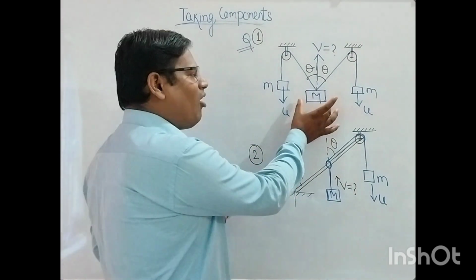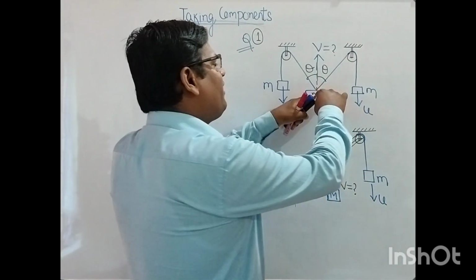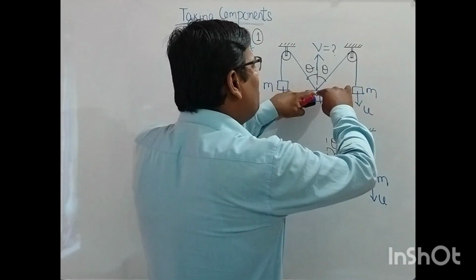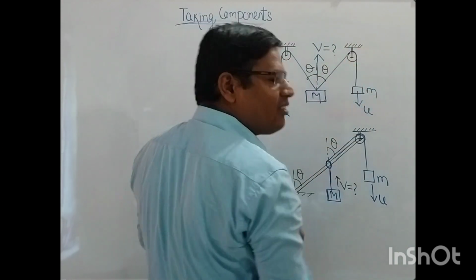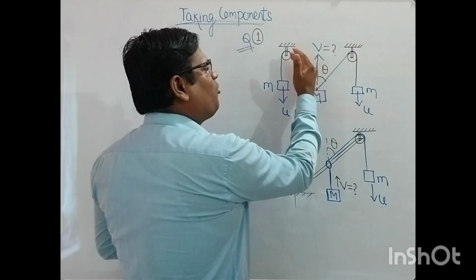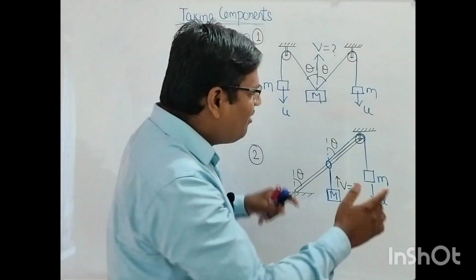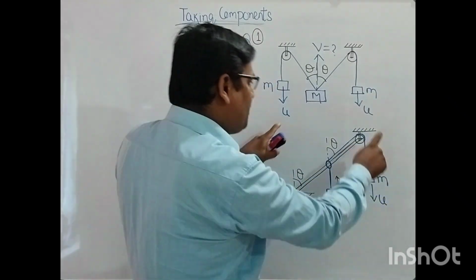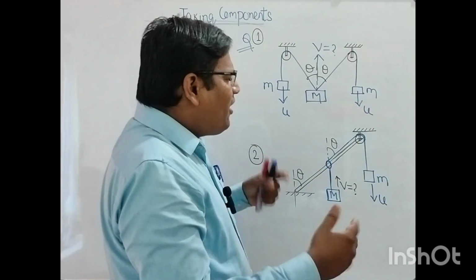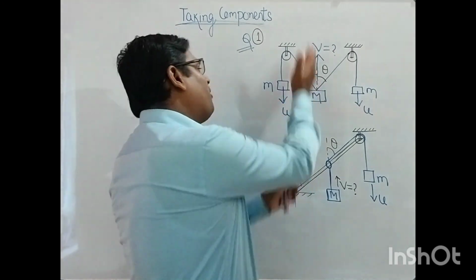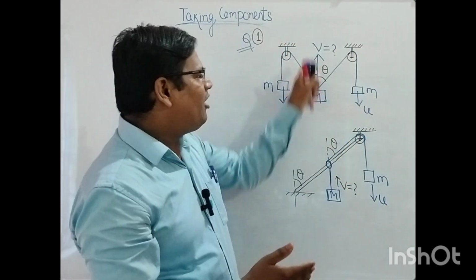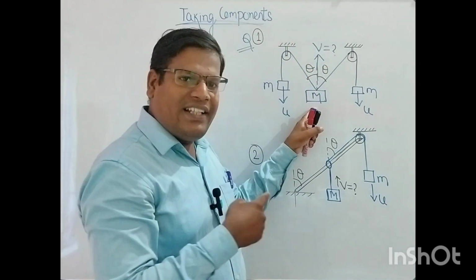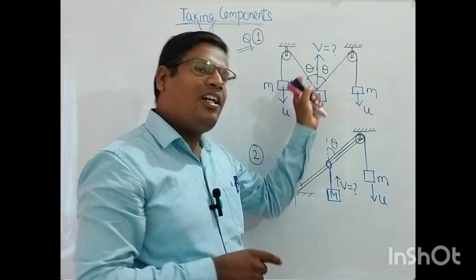So here this is a block of mass capital M. It is connected to two identical blocks of mass small m through two strings passing over two pulleys. And here these ropes are making angle theta with the vertical. These two identical masses small m are going down with speed u meter per second, and because of that the capital M has to move up with some velocity. The question is to find out that velocity v with which this block capital M is going upwards.